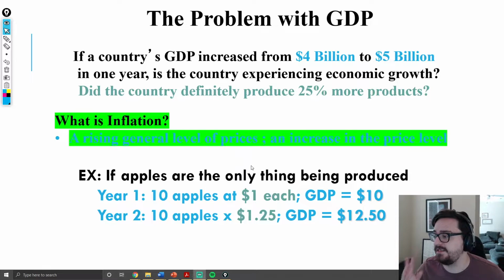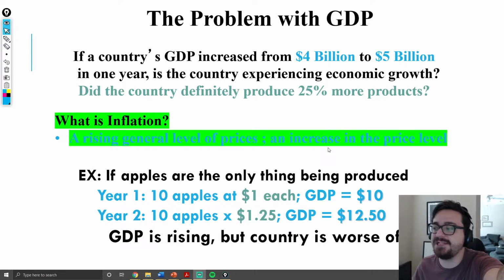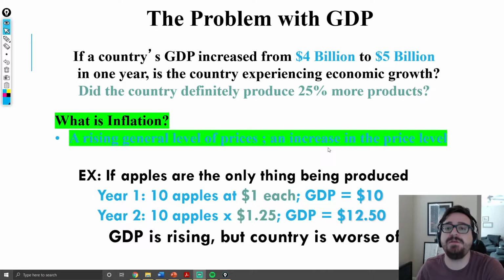If the next year they produce 10 apples, and they sell them for $1.25, their GDP is $12.50. Is this country better off? No! This country is having a terrible time right now. They made 10 apples still. They are just as productive as before, and GDP is supposed to tell us how productive a country is.